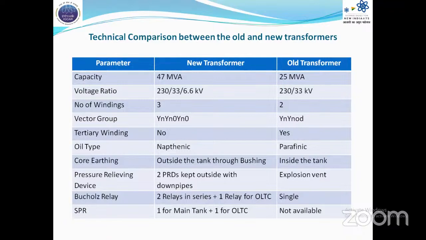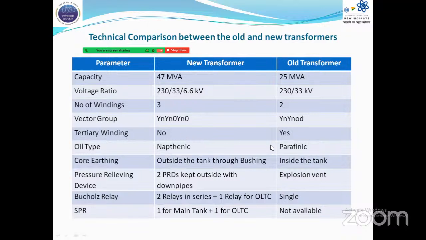The vector group of the old transformer was YN0D. Now it is YN0. Vector group, as we know, this is for the non-electrical audience, is the vector relationship of the primary and secondary parameters of a transformer. Generally, this 0 means there is no phase displacement between the primary and secondary windings parameters.